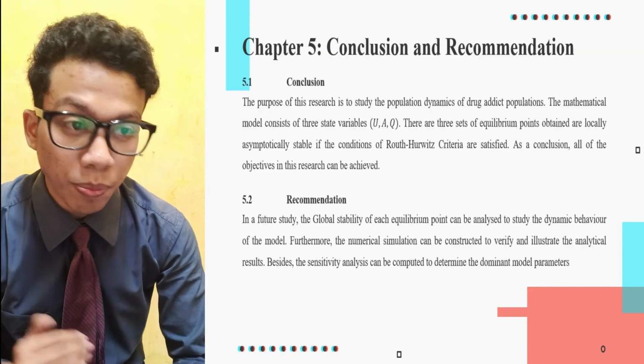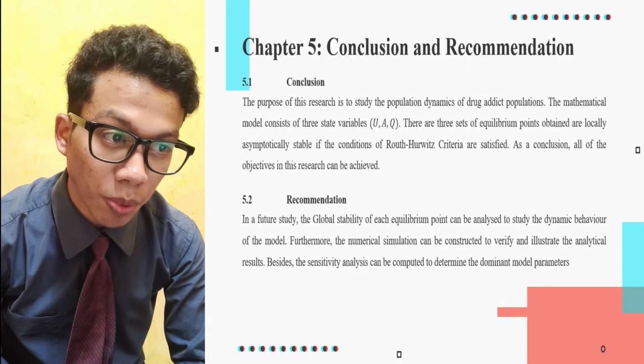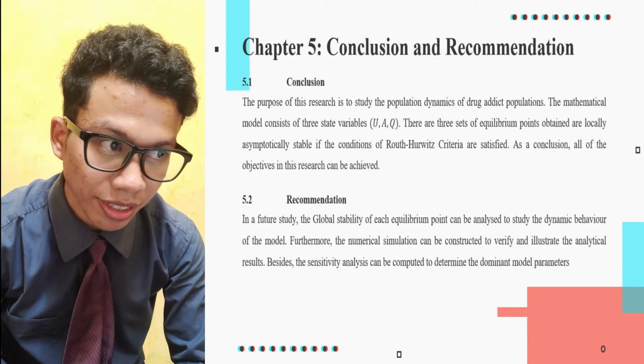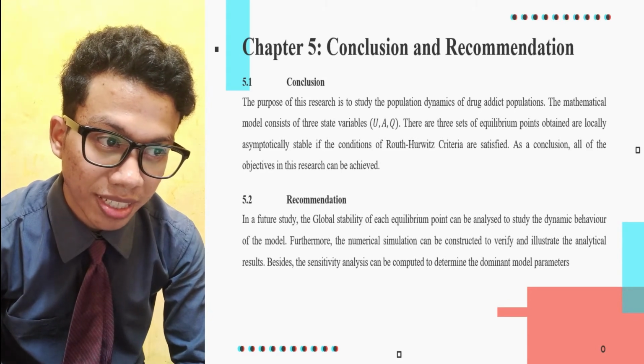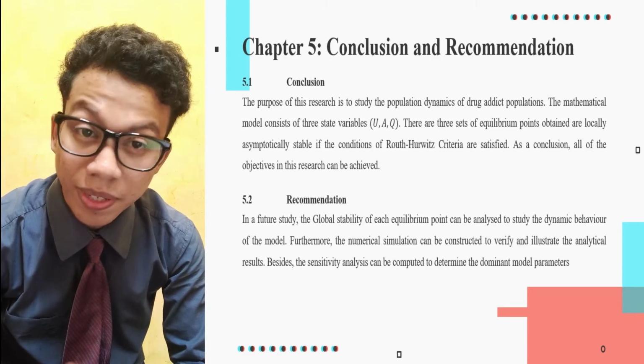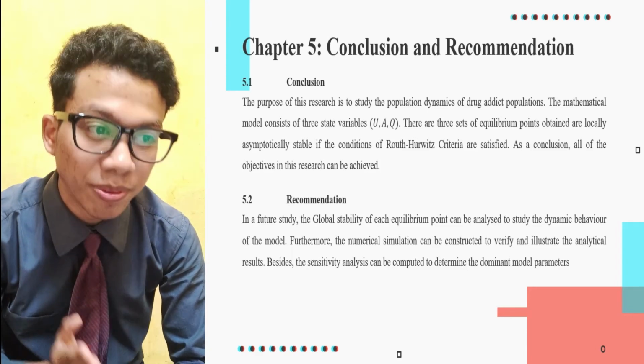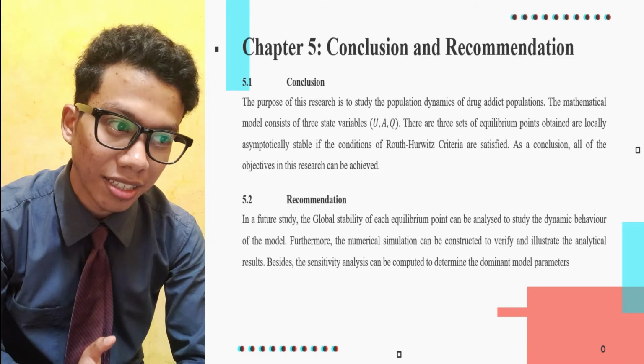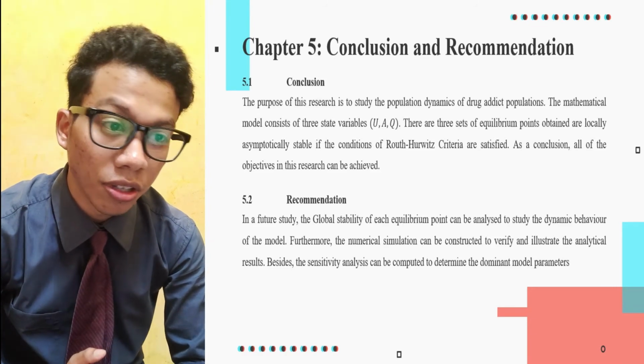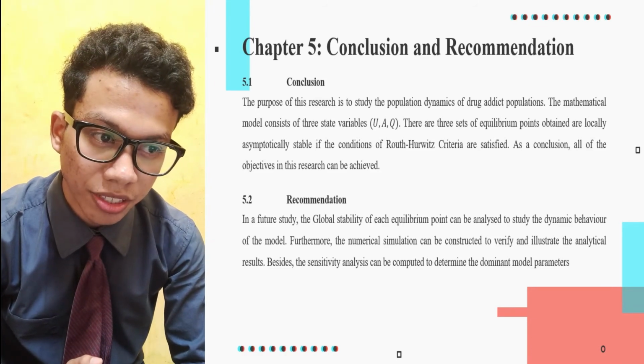Last but not least, the purpose of the research is to study the population dynamics of the drug addicts population. The mathematical model consists of 3 state variables. There are 3 sets of equilibrium points that are locally asymptotically stable if the conditions of the Routh-Hurwitz criteria are satisfied. As a conclusion, all of the objectives in this research can be achieved.